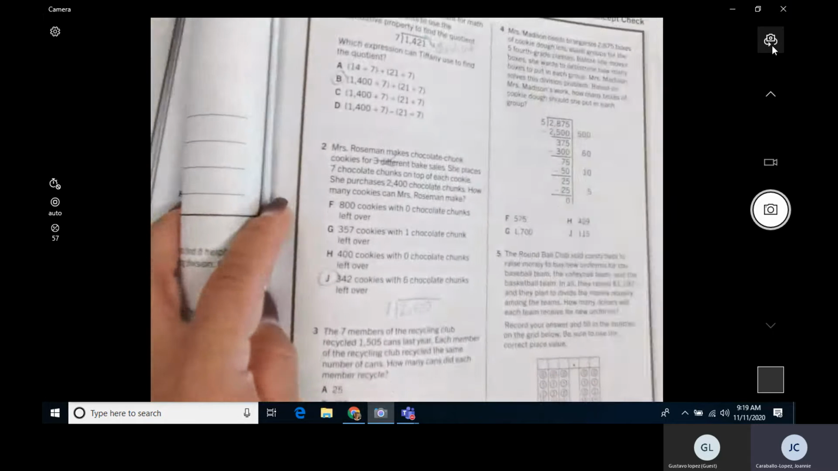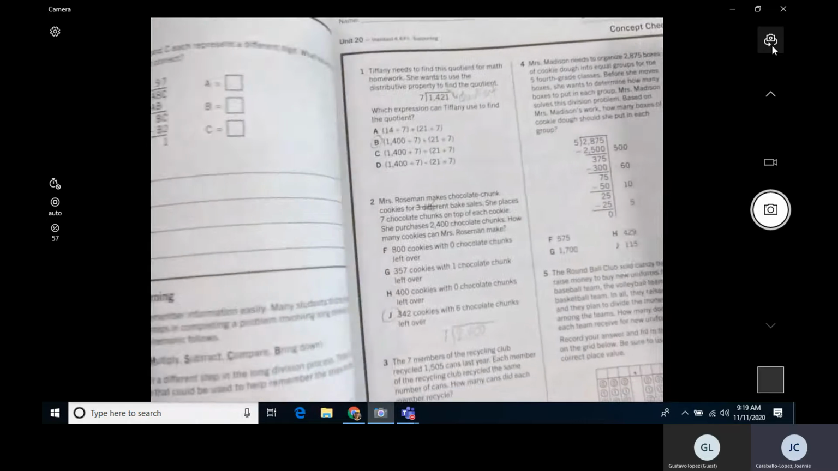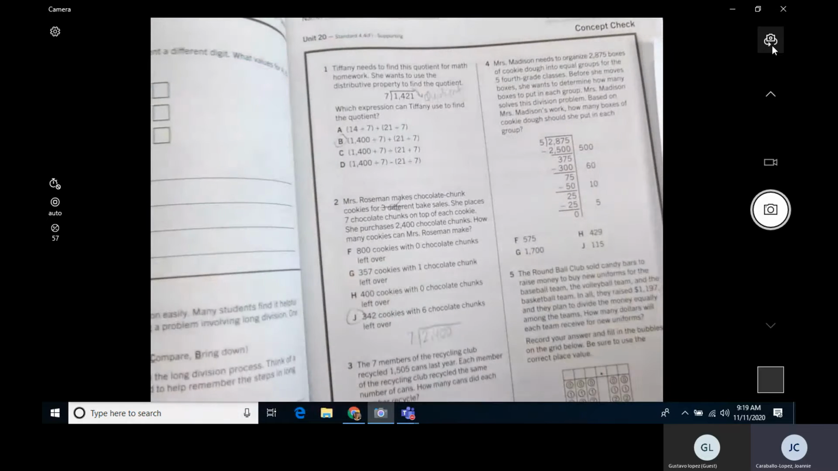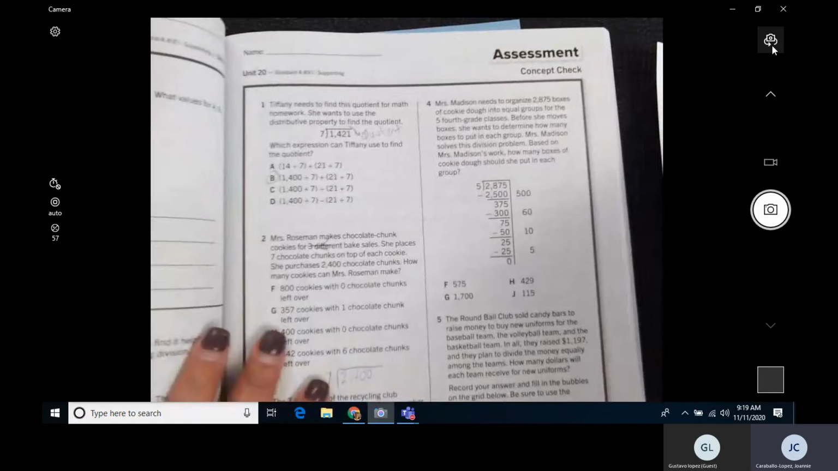All right, so let's go to number 4. Vamos a la número 4. Número 4, okay? Al problema número 4.